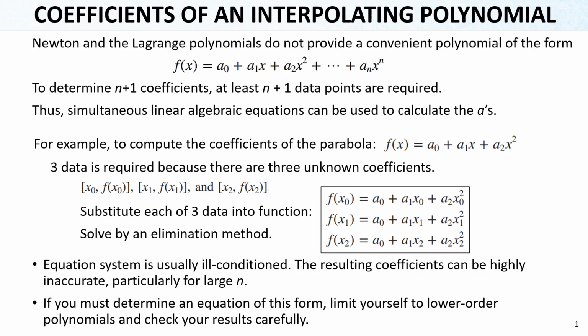Newton and Lagrange polynomials do not provide a convenient polynomial of this form. They have basically their own forms. Newton has the finite differences, and Lagrange has the Lagrange terms. But we can also use some interpolation polynomials in different versions.